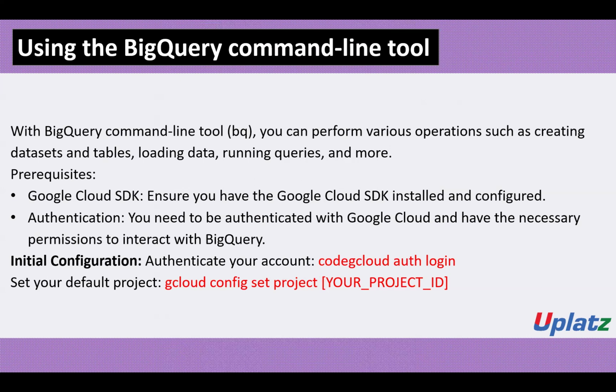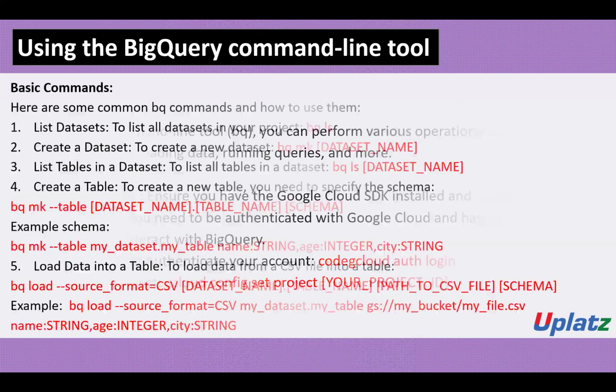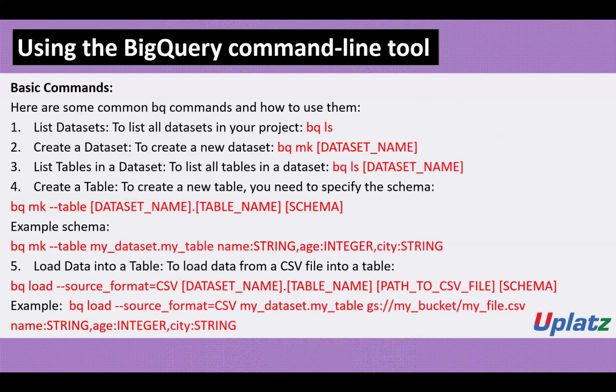For the initial configuration, authenticate your account with gcloud auth login, and set your default project. I have already shown you how you can authenticate your account and set your default project, right? So this is the command. Even if you want to change your default project to something else, you can use gcloud config set project with whatever project ID you want to set. Now we are going to execute some basic commands in the Google Cloud command line interface.